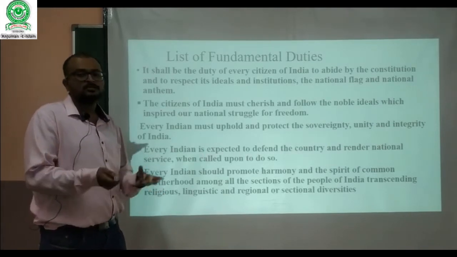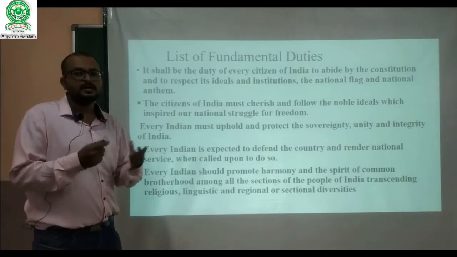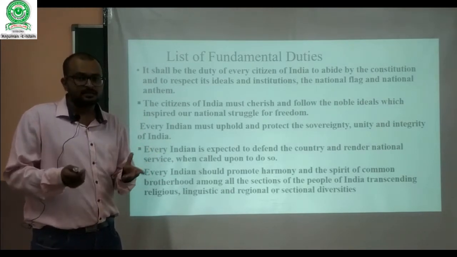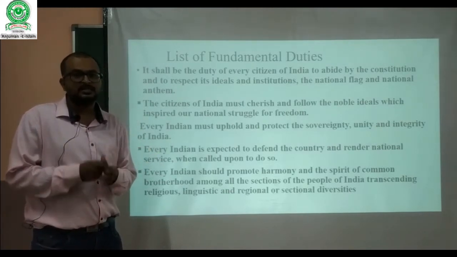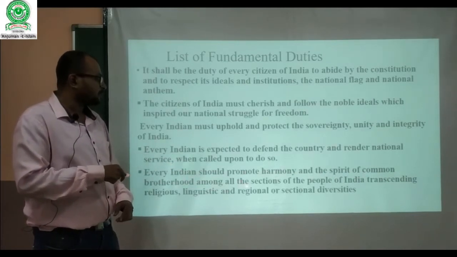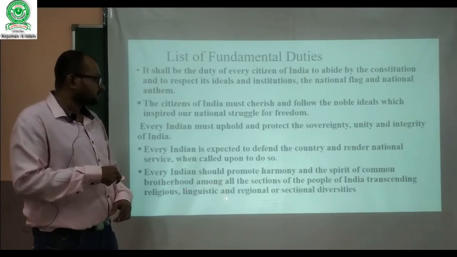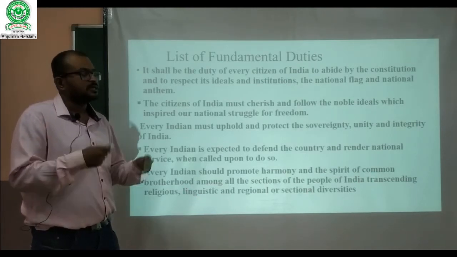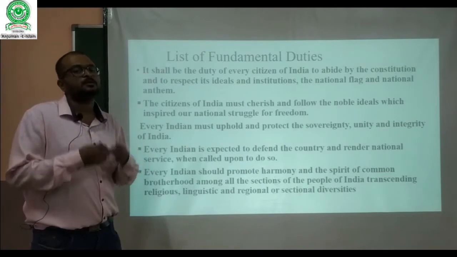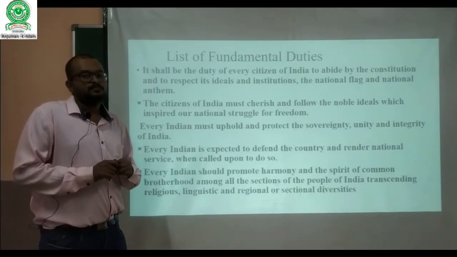In this, we cannot say that only the army or defense are the places where we can render national service. We can render it in various places, such as engineering and science, where we can grow and make our nation proud. It means that every Indian should promote harmony and the spirit of common brotherhood among all sections of the people in India, transcending religious, linguistic, regional or sectional diversities. It means we have to live peacefully with people coming from various states, religions and places.